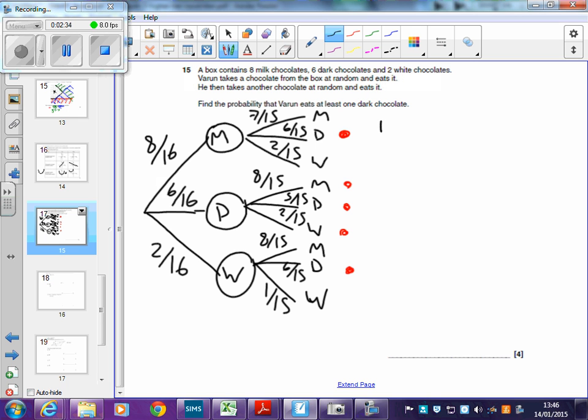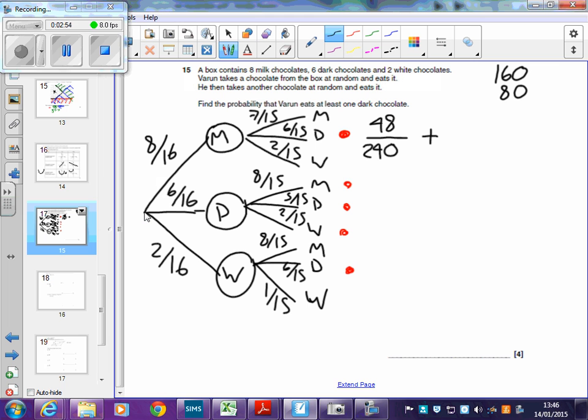8 times 6 is 48. 16 times 15: 16 times 10 is 160, and 16 times 5 is 80. So altogether, 48 out of 240 for that branch. Once you've worked out each branch, you're going to add them all together. So we're just going to write that out as we do it.